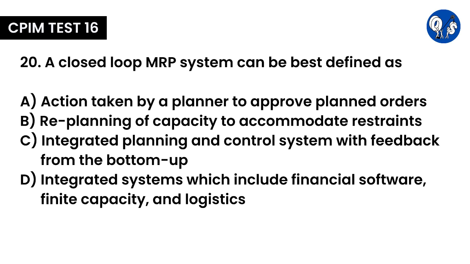Question number 20. A closed loop MRP system can be best defined as A. Action taken by a planner to approve planned orders. B. Replanning of capacity to accommodate restraints. C. Integrated planning and control system with feedback from the bottom up. D. Integrated systems which include financial software, finite capacity, and logistics. Here the correct answer is C. Closed loop MRP systems operate from the top down with feedback throughout the system. These feedback mechanisms allow changes to occur in the top level planning.